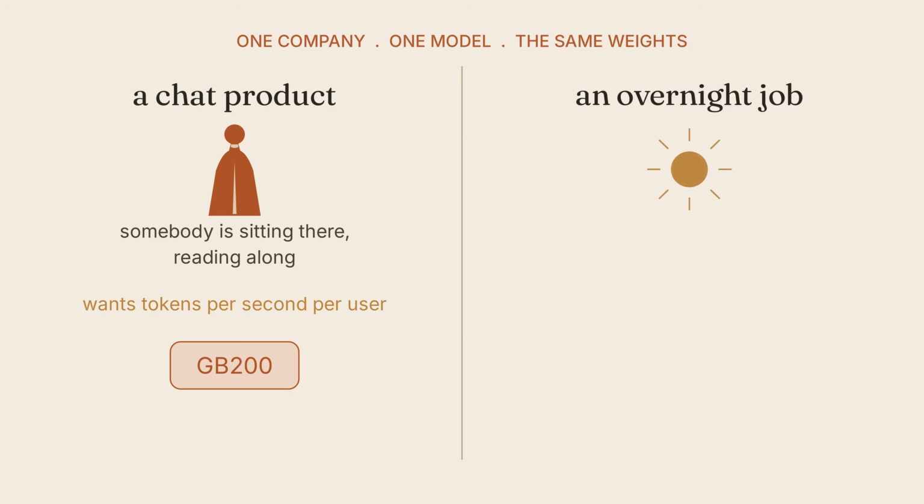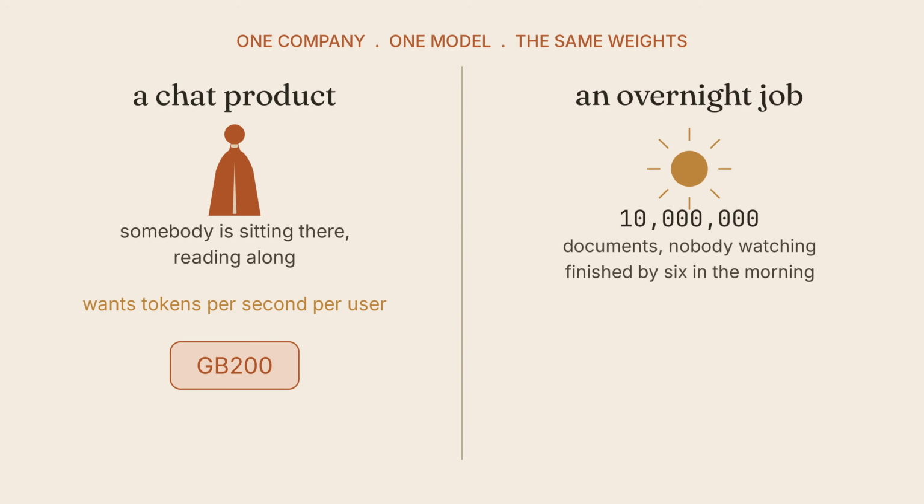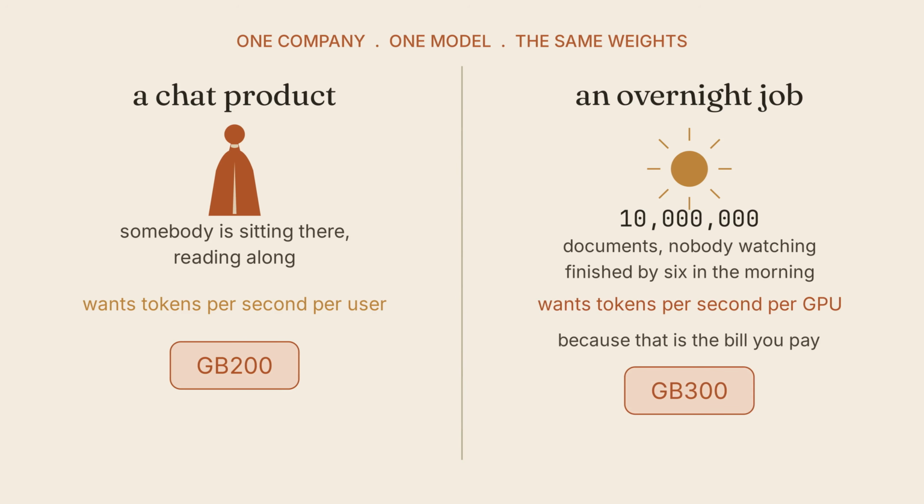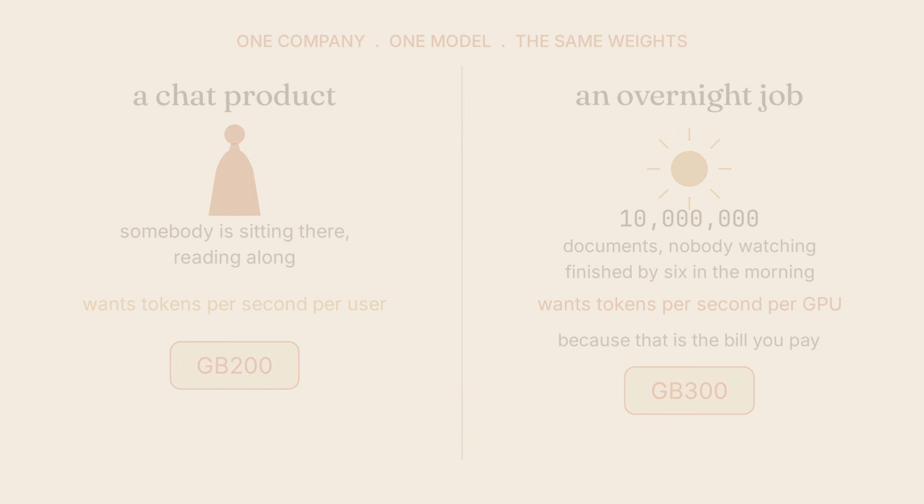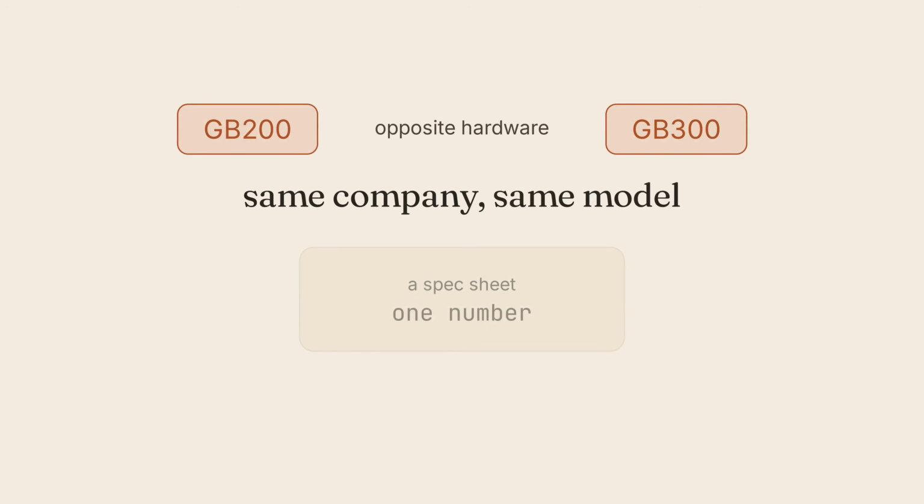And there's an overnight summarization job. 10 million documents, nobody watching, finished by 6 in the morning. Nothing in that job will care how fast any one user gets served, so you want tokens per second per GPU there, because that's the bill you will pay, and that's your GB300 row. Same company, same model, and opposite hardware. And a spec sheet with one number on it will never tell you that.